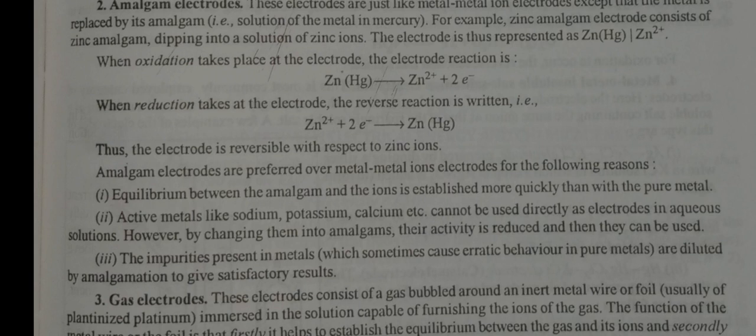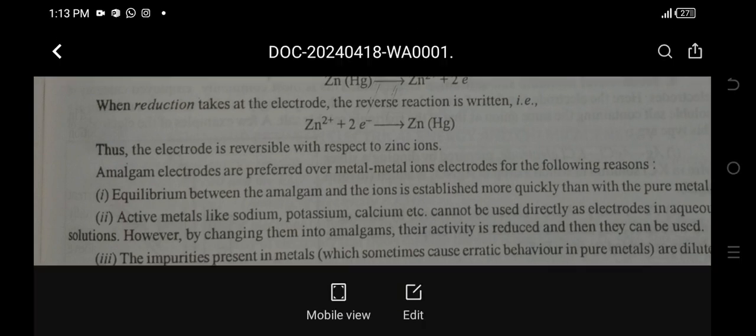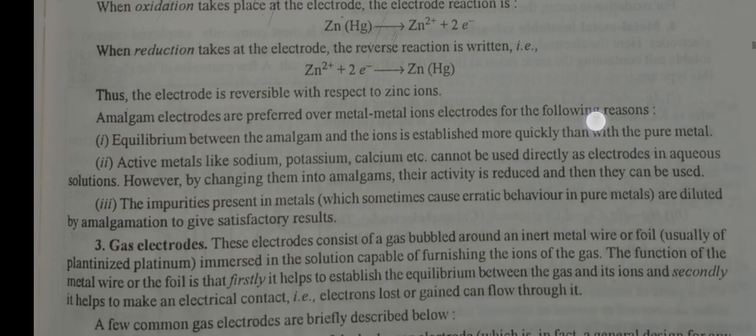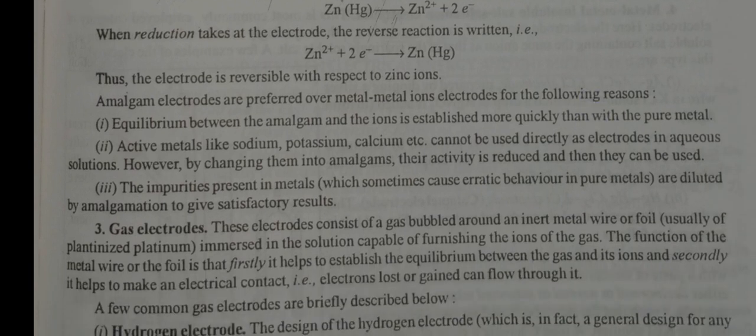Amalgam electrodes are preferred over metal-metal ion electrodes for the following reasons. First, equilibrium between the amalgam and the ions is established more quickly than with the pure metal. Second, active metals like sodium, potassium, calcium, etc. cannot be used directly as electrodes in aqueous solution. However, by changing them into amalgams, their activity is reduced and they can be used. Third, the impurities present in metals, which sometimes cause erratic behavior in pure metals, are diluted by amalgamation to give satisfactory results.